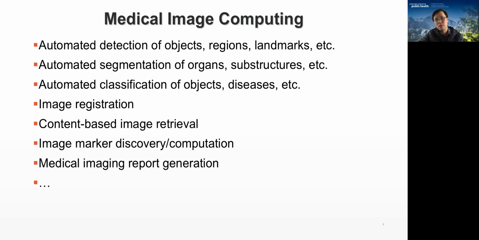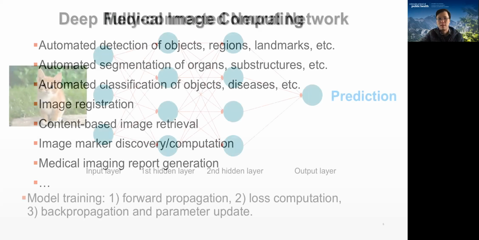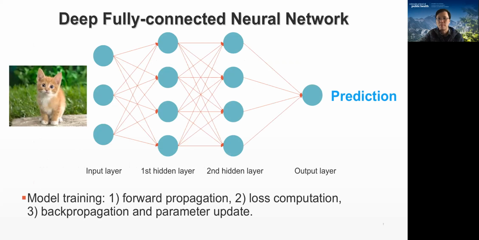And before we go to the details of how to develop deep learning algorithms for medical image analysis, here I would like to briefly introduce how deep learning works using a simple example. Here I show a relatively shallow model. It only has 2 hidden layers, and this is a fully connected neural network. So in each layer, each neuron will connect to all the neurons in the previous layer.